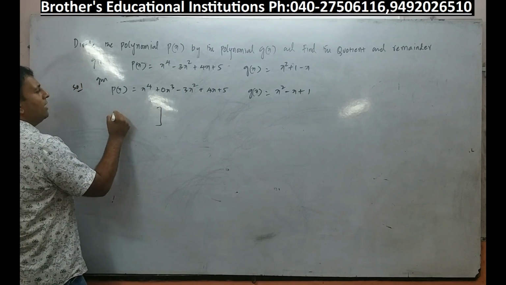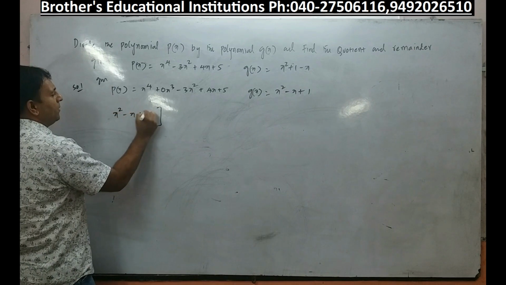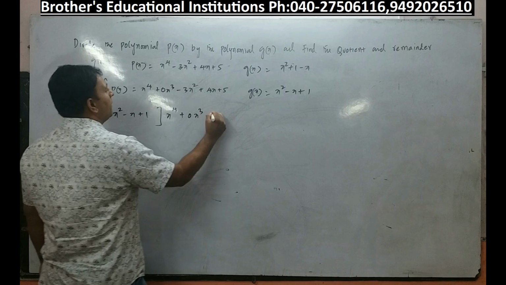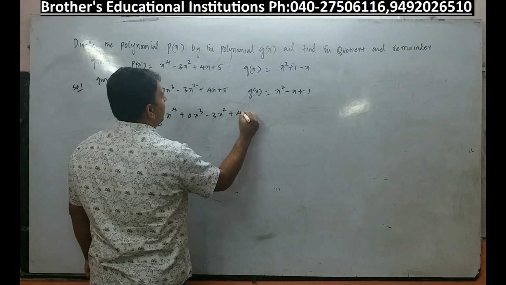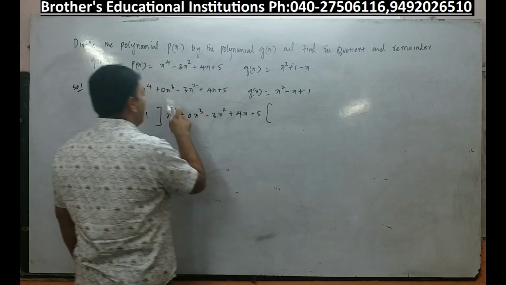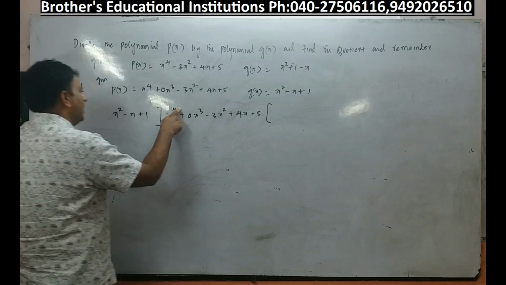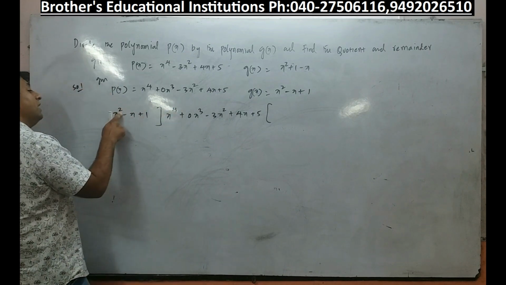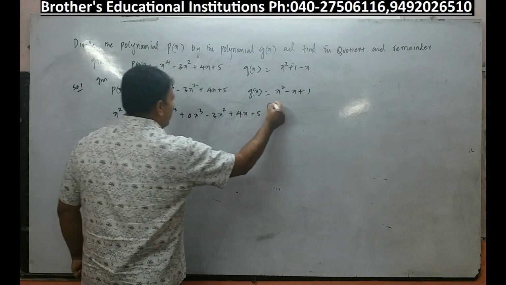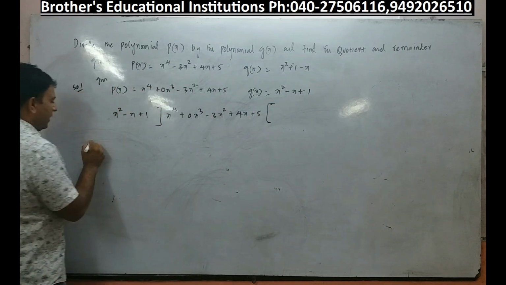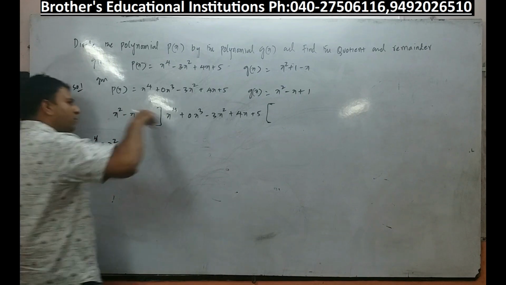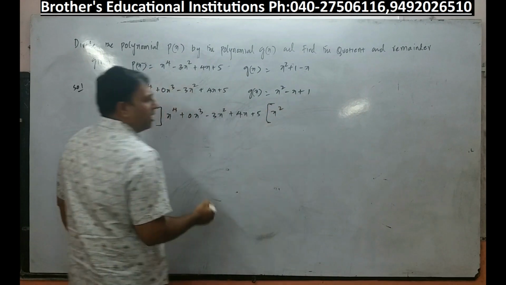First comes your divisor, x square minus x plus 1. Then comes your dividend, x power 4 plus 0 x cube minus 3x square plus 4x plus 5. The degree of the dividend is more than the degree of the divisor. So I can continue with my division. X power 4, divide x power 4 by x square. It goes x square times. I have to put this x square in the column of quotient.